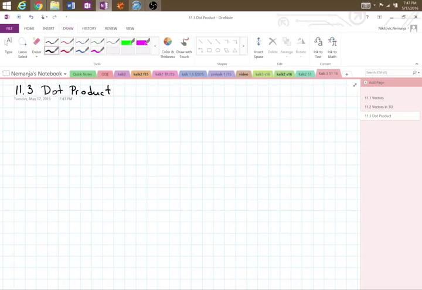S3 day 2, section 11.3, dot product. So the dot product is the way to multiply vectors.